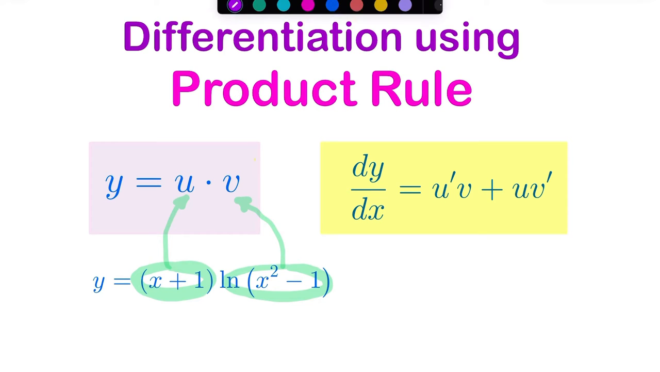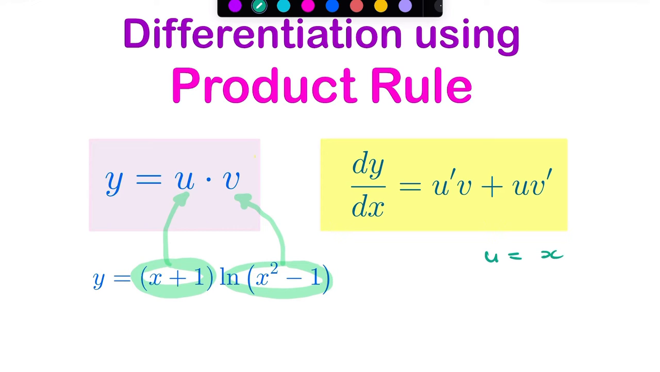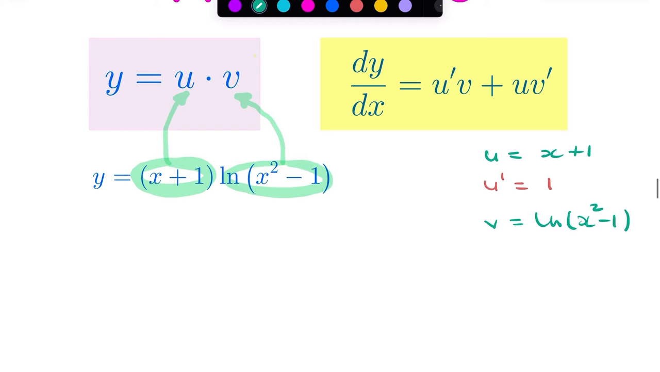So the first thing you want to do is to differentiate each of those terms. So if u equals x plus 1, then the derivative of u is simply 1. And then if v is the natural logarithm, ln of x squared minus 1, then when you differentiate log or ln, the derivative is simply 1 divided by the argument x squared minus 1. So that's how you differentiate ln.